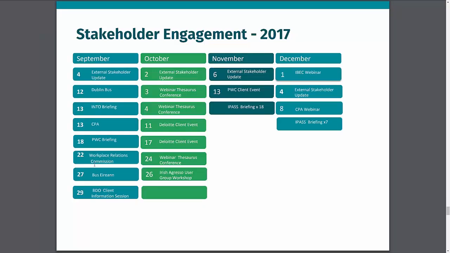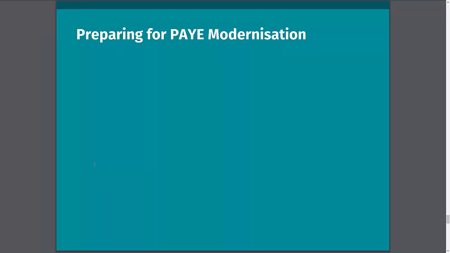Just to give you a flavour of some of the engagement that we have been carrying out during September, October, November and December. You can see there we've met with a lot of large employers. We've also attended a lot of the Big Four client events. We've carried out a couple of these webinar conferences, and we will be carrying out a significant amount of presentations with IPAS in the next 2 months, where we will be attending their annual budget update days. So again, we are doing our best to get the message out there.